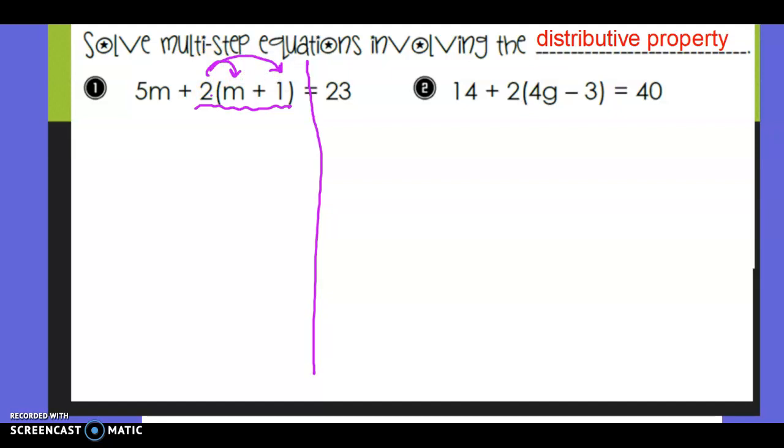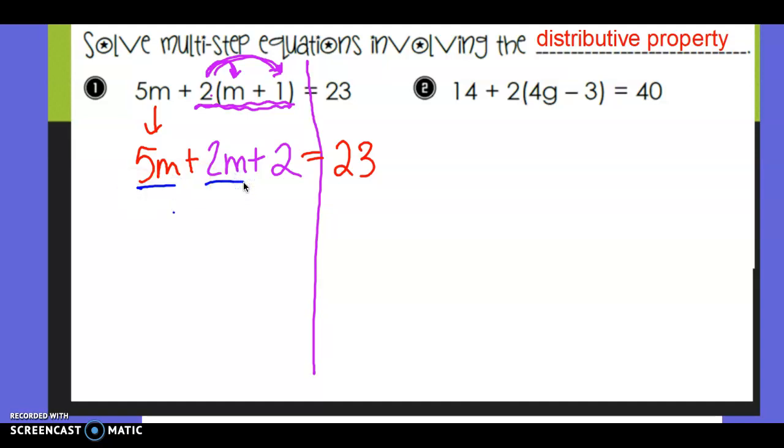So to get started, we're just going to bring this 5m down and the plus sign, and then we're going to take this 2 times the quantity m plus 1, and we'll do 2 times m is 2m, plus 2 times the 1 is 2. And then the rest of the problem we're just going to bring down. Now I'm back to a problem like I just showed you previously, where I need to see if there's any like terms I can combine. So I can combine 5m and 2m. That'll give me 7m. I bring down the plus 2 and the equal sign and the 23.